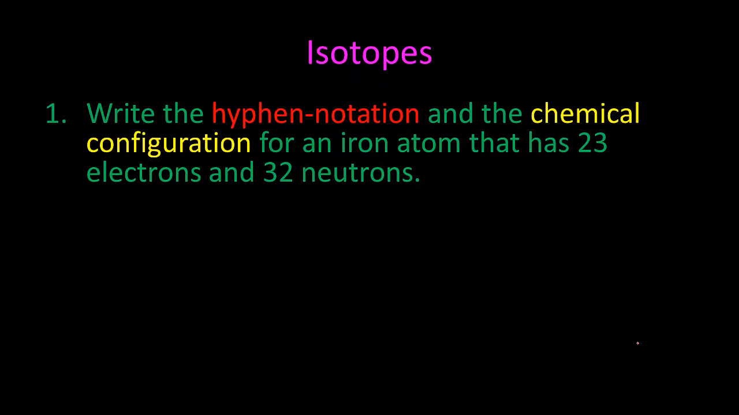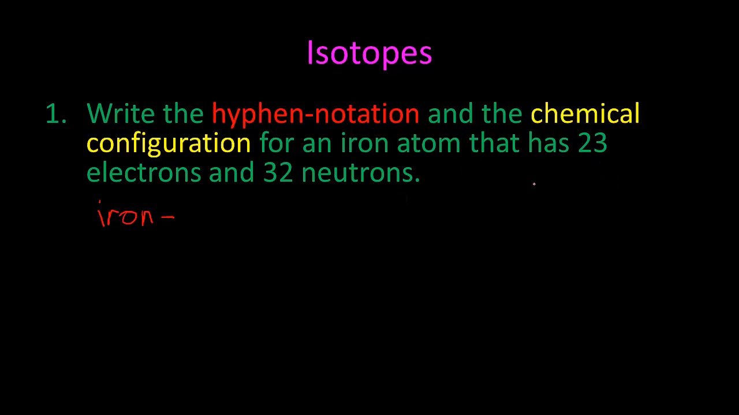Okay, so now let's do a couple examples for isotopes. We need to write the hyphen notation and the chemical configuration for an iron atom that has 23 electrons and 32 neutrons. Now remember, for our hyphen notation, the first thing we are going to do is write the element name, which is iron. And then we do a dash, and then we write the mass number.